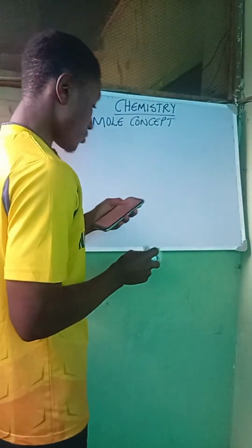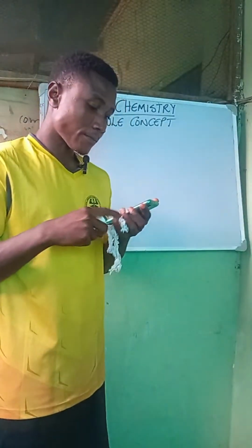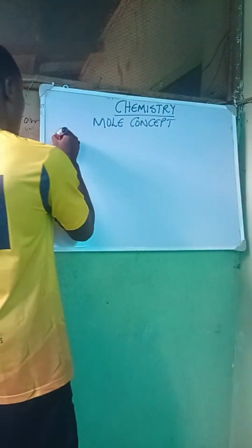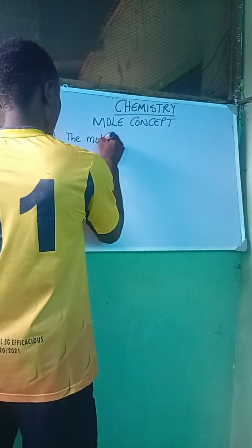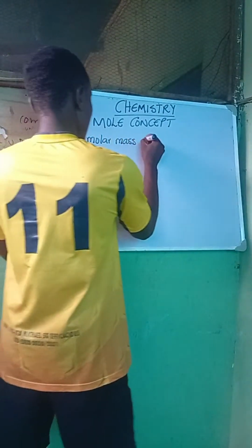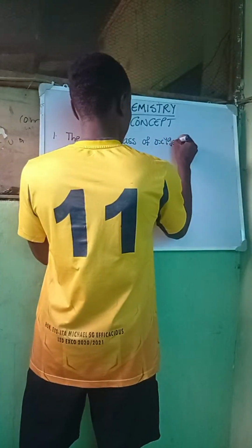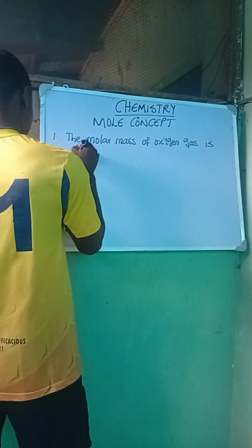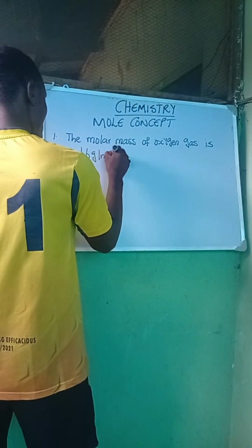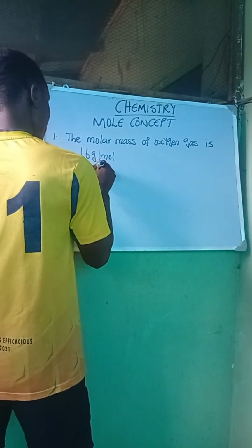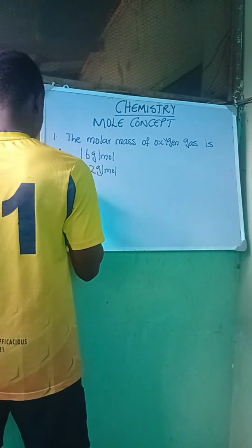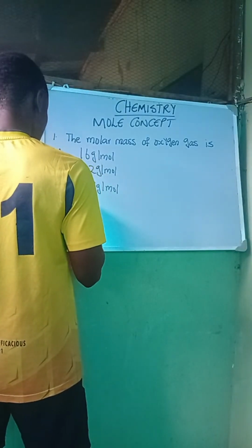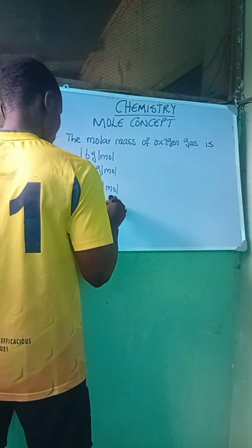So we have the first question on the board. It says: the molar mass of oxygen gas is A, 16 gram per mole, B, 32 gram per mole, C, 48 gram per mole, and D, 64 gram per mole.